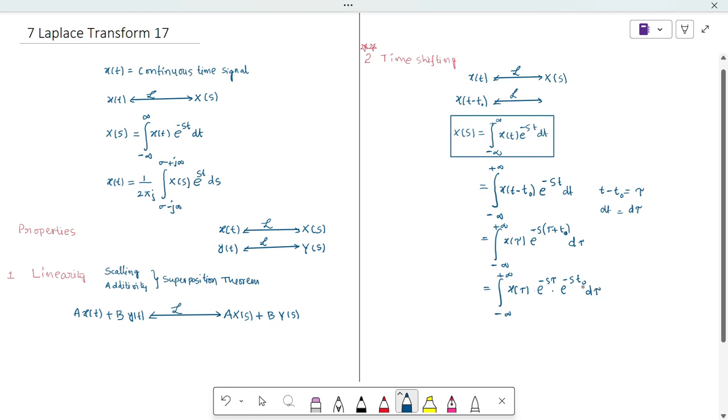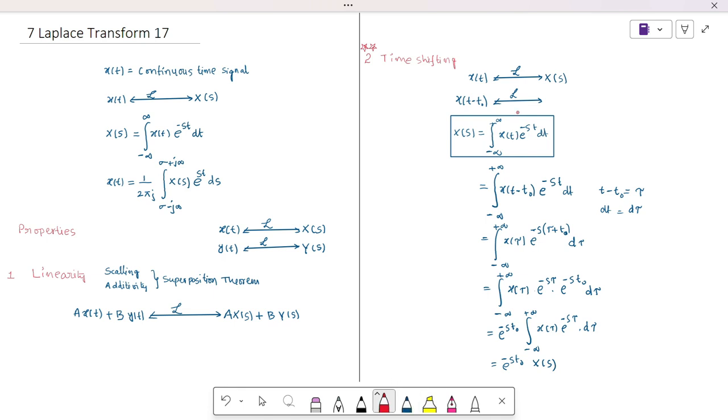So here we're doing the integration with respect to tau, so this is a constant. So here I'm writing e power minus s into t naught, integral from minus infinity to plus infinity of x of tau into e power minus s into tau d tau. This is similar to the earlier formula, but the variable here is tau, whereas there it was t. It doesn't matter. So we can write this as e power minus s into t naught into x of s.